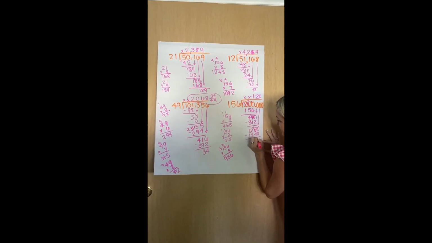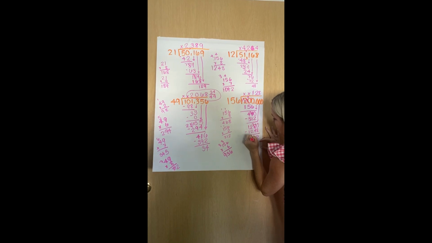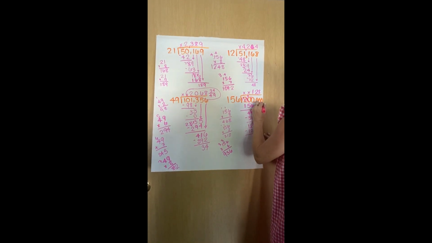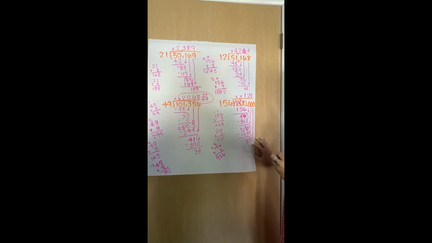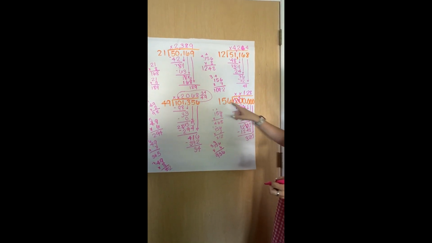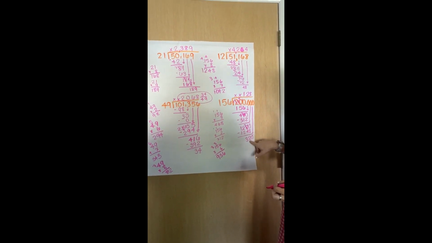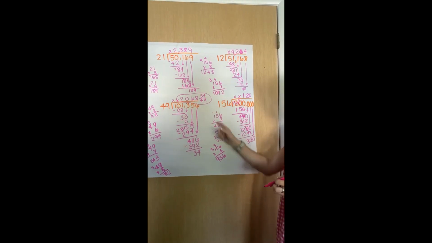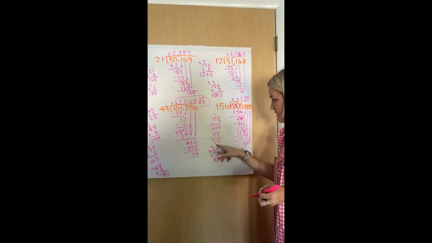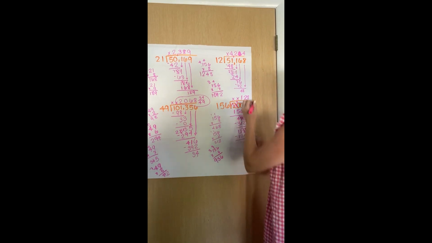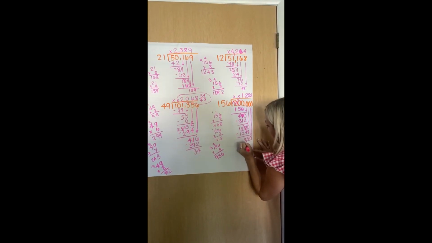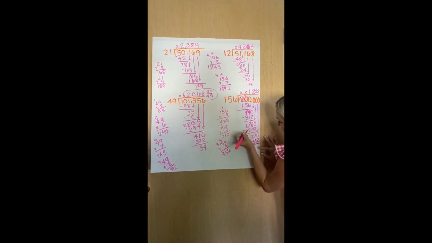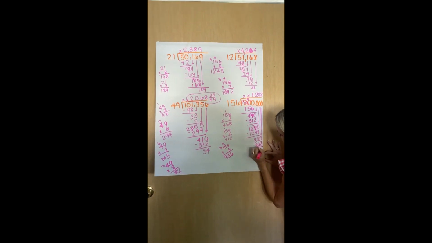So 10 minus 8 is 2. 7 minus 4 is 3. So I have 32. And I'm going to bring down this 0. And I'm going to say, how many times does 156 go into 320? I know from all this math that I just did that 156 goes into 322 times. And I know 2 times 156 is 312. So 320 minus 312 is going to give me 8.